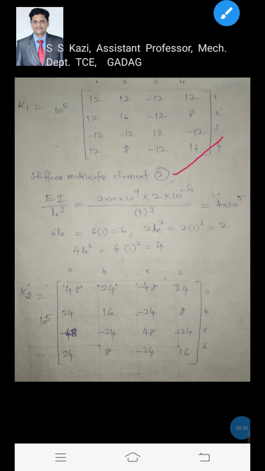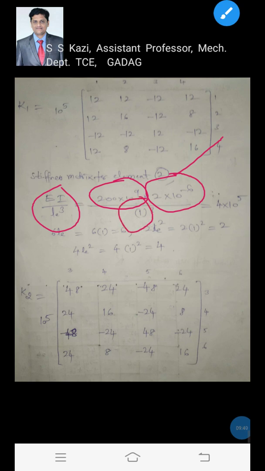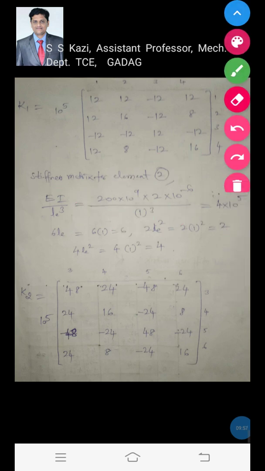Come to the stiffness matrix for element 2. First you find EI by LE cubed. E, Young's modulus, is 200 into 10 raised to 9, but the moment of inertia of cross section given for the second and third elements is 2 into 10 raised to minus 6. You substitute here, and the length of the element is 1, that is 1 cubed. If you calculate the ratio of this, you will get 4 into 10 raised to 5. 4 into 10 raised to 5 we got.